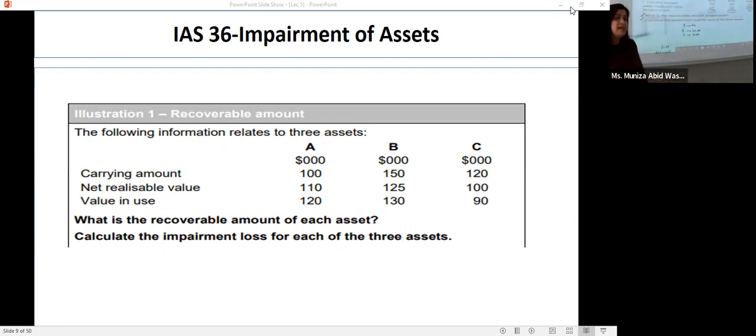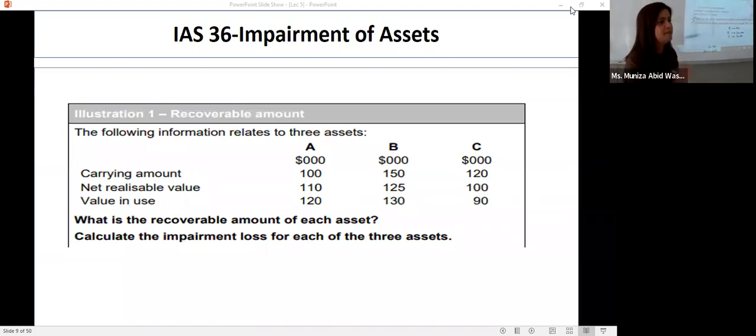And where do you recognize this impairment loss? Very good. In SOPL, this impairment loss is being recognized. Yes, you said other comprehensive income. In the case of those assets in which there has been a revaluation gain earlier, because revaluation gain is being recognized in statement of other comprehensive income.